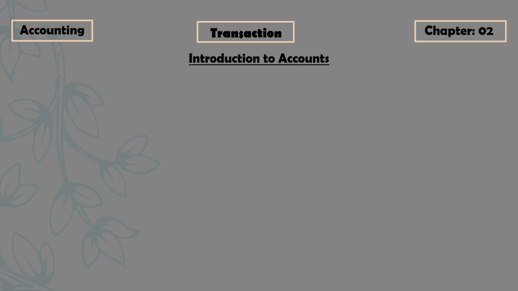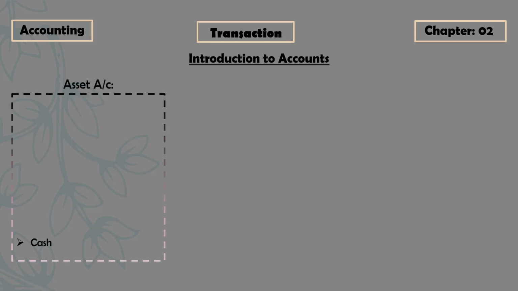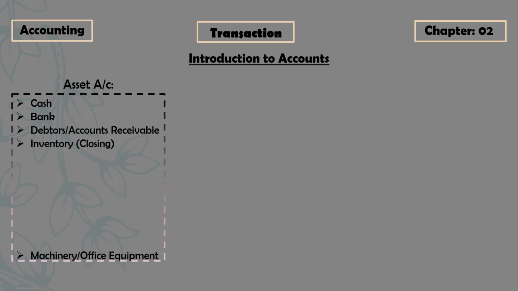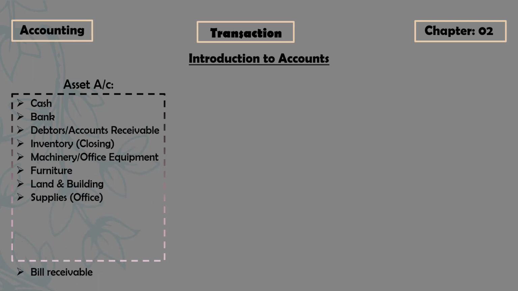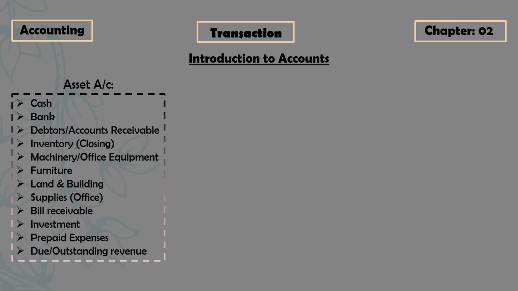Introduction to accounts. Here I have added a detailed accounts list so that you can study them and use them when required to solve problems. This is the list of asset accounts: cash, bank, debtors, accounts receivable, inventory, and this is closing inventory. You have to memorize that it is closing inventory.